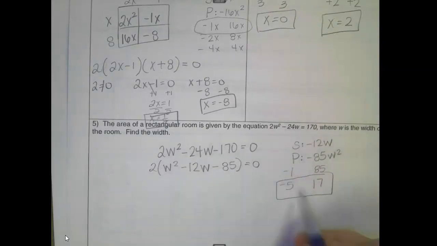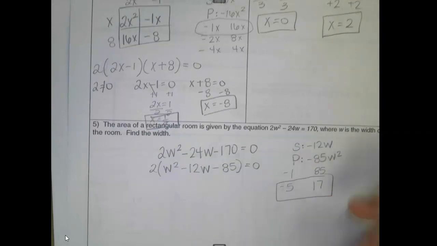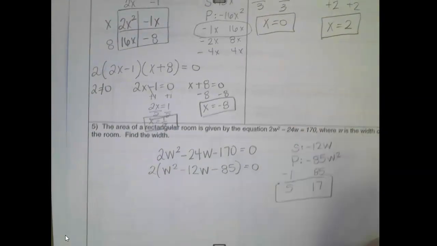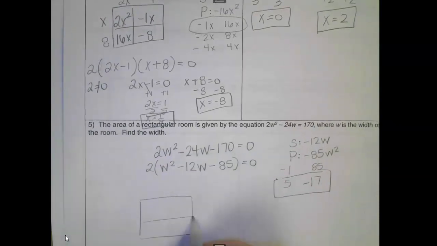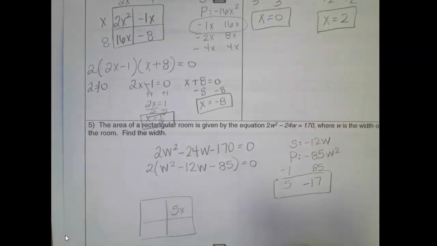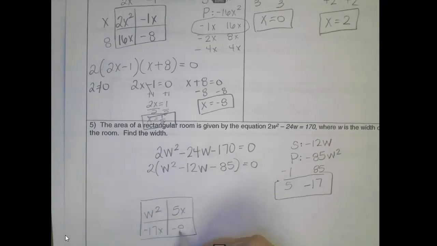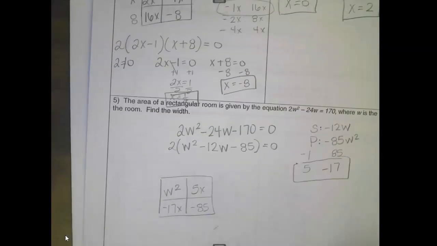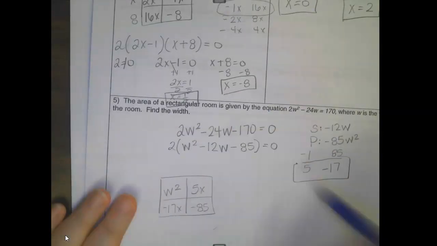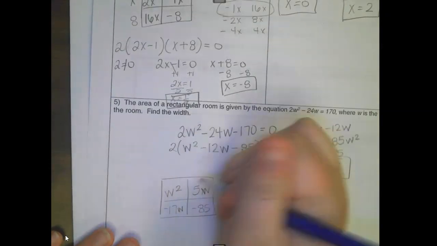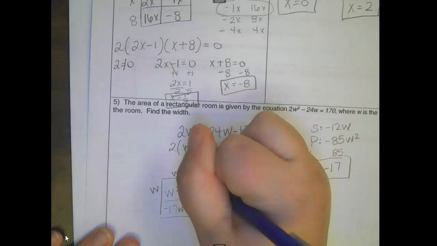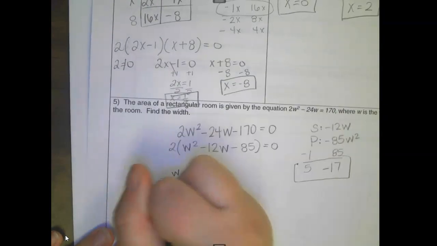But I have to notice, negative 5 plus 17 doesn't give me a negative 12. So I have to move my negative over. So I have 5W, negative 17W. W squared, it's my lead term, negative 85. We should be good on that part because we just took a test on it before the break actually. And that should be W, not an X, I'm sorry if that confused you. Pull out my W's, pull out the 5, pull out the negative 17.